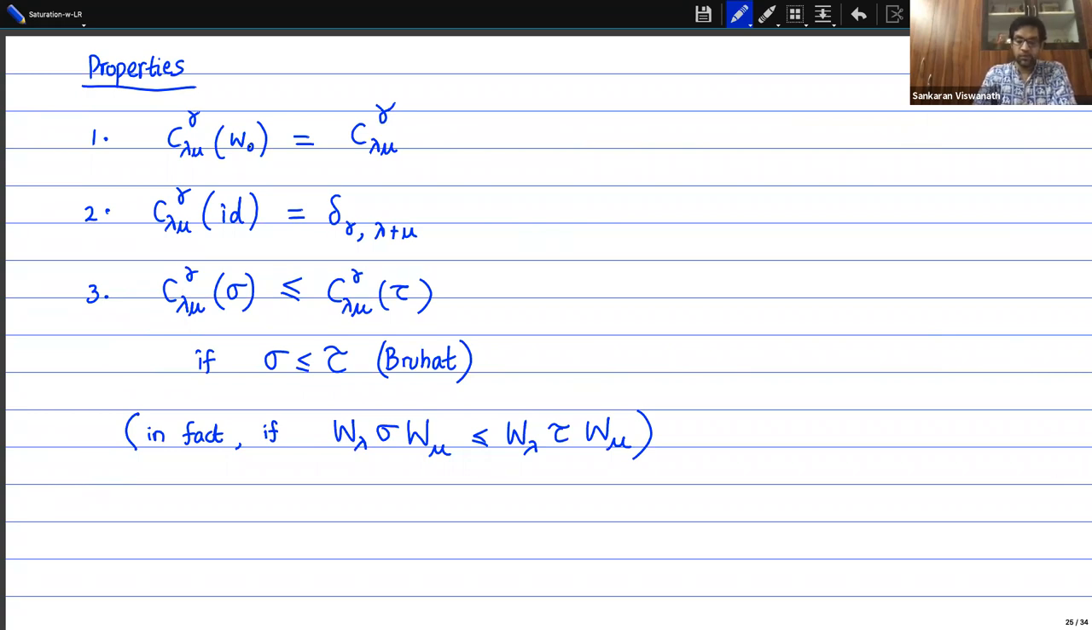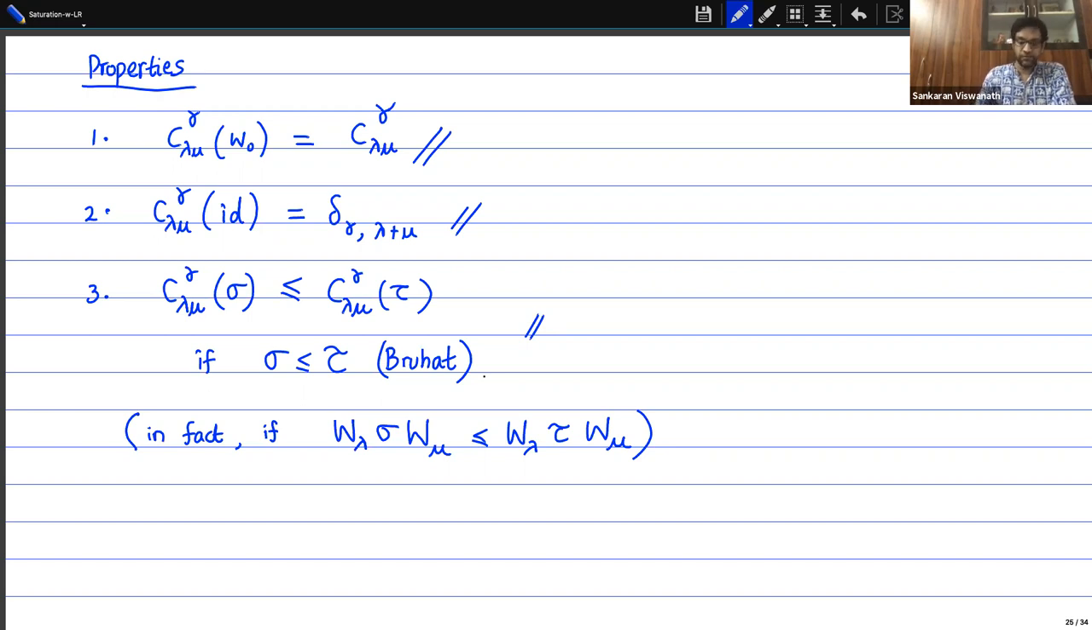So here are the easy properties. If you put sigma equal to W0, then recall I said the Demazure crystal is the whole thing. So in that case, of course, the refined coefficient will just give me the entire Littlewood-Richardson coefficient. On the other extreme, if I take sigma to be the identity, then the refined Littlewood-Richardson coefficient is either 1 or 0. It's 1 exactly if lambda plus mu equals gamma, and it is 0 otherwise. And in between, we have the same kind of partial order relation. We said that if sigma is less than or equal to tau in the Bruhat order, then the Demazure crystals are also subsets of each other.